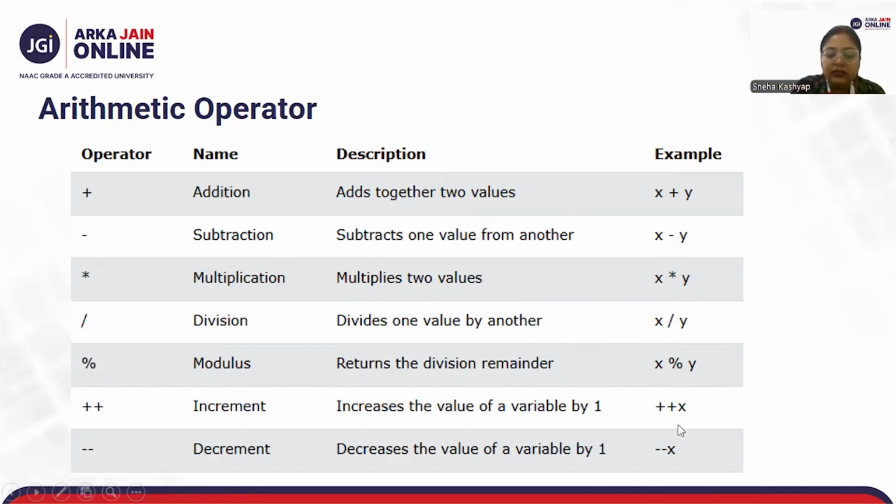Now moving to the increment and decrement. Increment and decrement plays a very vital role in the programming language. So if we are using plus plus x, what it will do is it will just increase the value of the variable by 1. Similarly, if we do minus minus x, it will just decrease the value of the variable by 1. So these are the basic arithmetic operators which we use in our Java programming. Now let's see an example to illustrate these arithmetic operators.